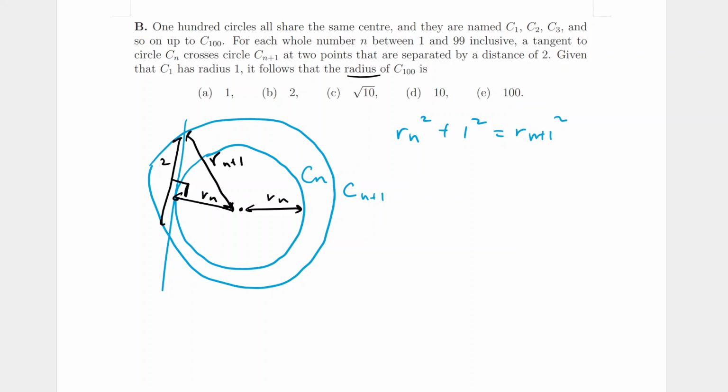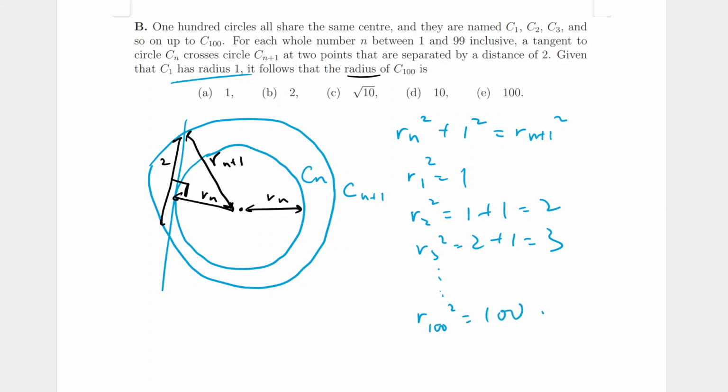And I know that R1 equals 1, because C1 has a radius 1. So then, recursively, R2, well, let's do the squared version because it's easier. R1 squared is 1, so R2 squared is 1 plus 1, which is 2. R3 squared is 2 plus 1, which is 3, and so on. Of course, you see the pattern. R100 squared equals 100, and therefore the radius, taking the square root of both sides, is exactly 10. There we go.